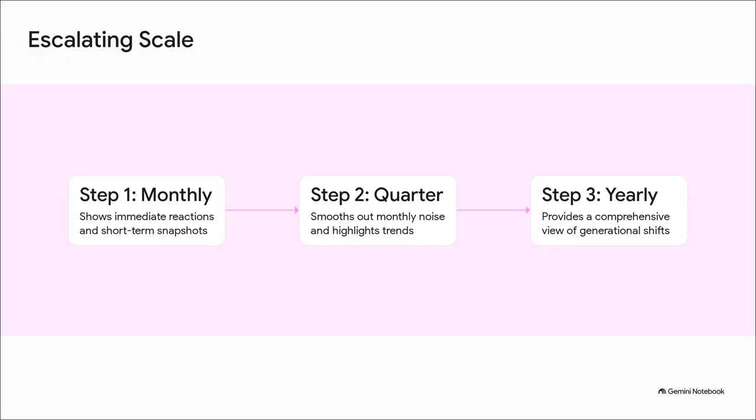Let's see how this builds across these intervals. We start at step 1 with a monthly snapshot. That shows us our immediate short-term turnover. That feeds right into step 2, the quarter, which kind of smooths out all that monthly noise to reveal larger seasonal trends. And finally, step 3, the yearly view. That gives us the comprehensive long-term overview of generational shifts. It's this escalating scale that builds a completely dimensional picture of retention.